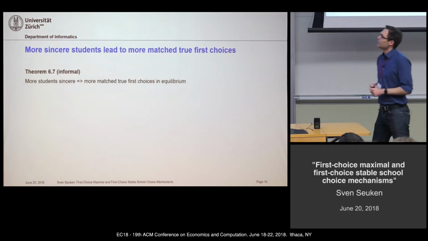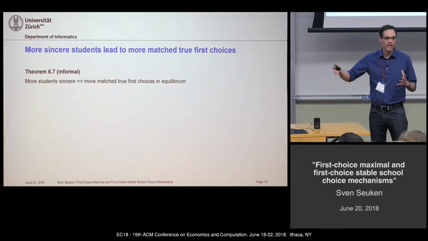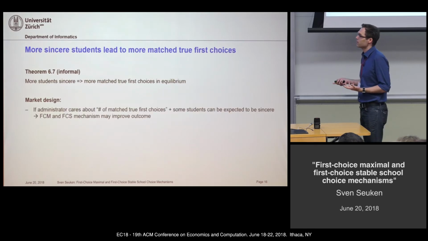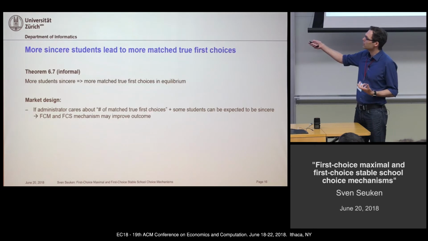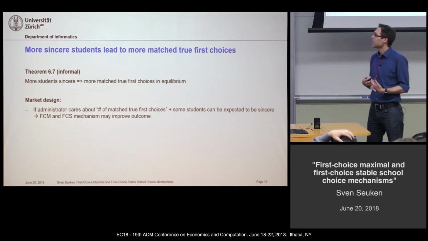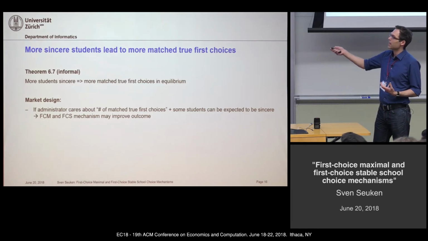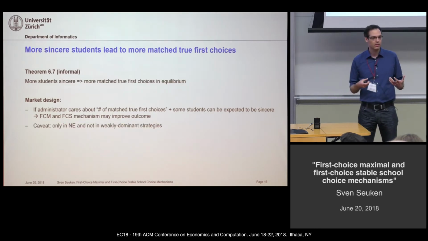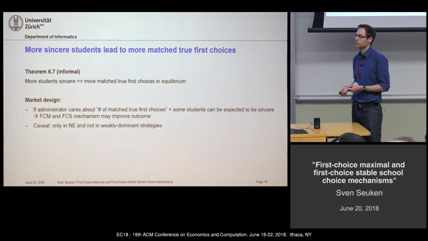Okay. What we then also show is that the more sincere students you have in your setting, the more true first choices will be matched in equilibrium. So this, I also find interesting from a market design point of view. If the administrator actually cares about matching more true first choices, and if you believe that some students can be expected to be sincere in this setting, then FCM and FCS may actually improve the outcome. There's a caveat. Of course, this is only implemented in Nash equilibrium and not in weakly dominant strategies. So the solution concept is weaker than for deferred acceptance.